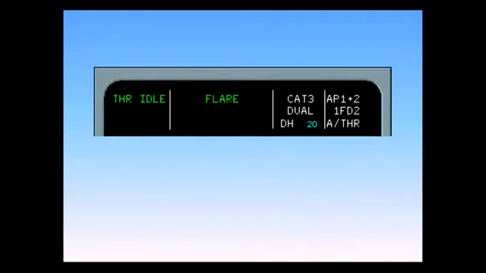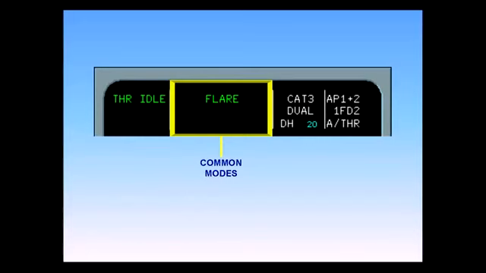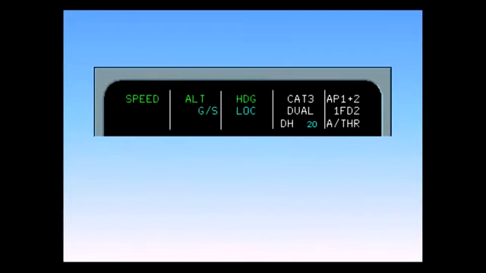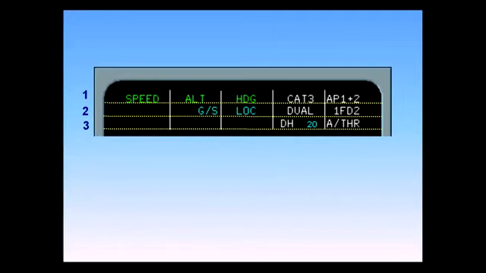During approach and landing, the second and third columns are combined to display a single autopilot flight director mode because of the commonality of the lateral and vertical elements. These modes are called common modes. Besides being divided into 5 vertical columns, the FMA can display 3 horizontal information lines in each column. Let's look at the first 3 columns.